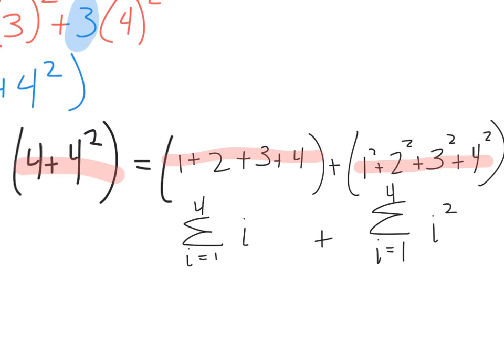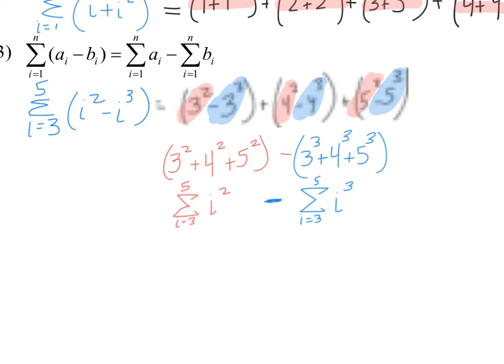And what we've shown, this in the left-hand parenthesis is the sum from 1 to 4 of all of the terms in the form i. And this over here on the right-hand side is the sum of all the terms of the form i squared from 1 to 4. One last problem, we'll look at that together.